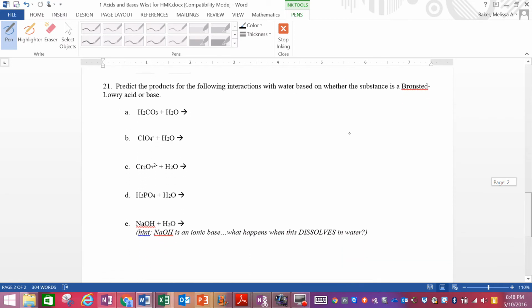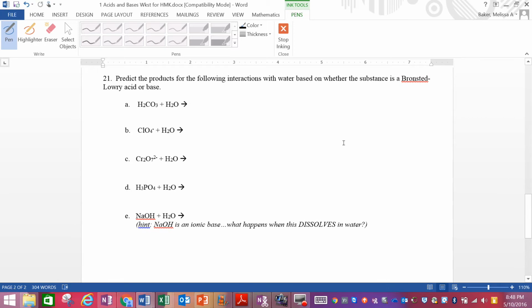Now we've got to predict some products. Always start by looking at the thing that is not water. So let's look at letter A. H2CO3. I know that's an acid because it starts with an H. So it's going to donate a hydrogen. So this would become HCO3 minus plus H3O plus. And it would not be wrong to take this to lose another hydrogen as well, but you don't have to for this.